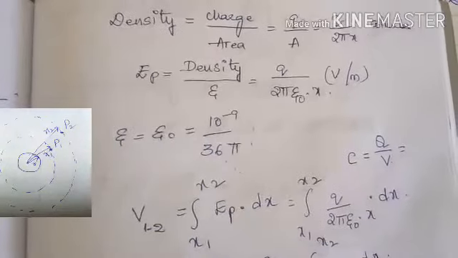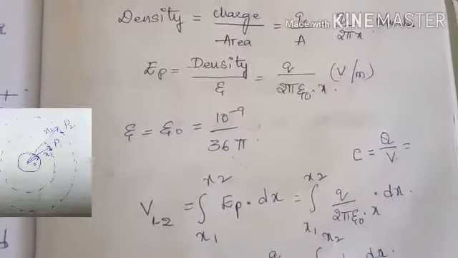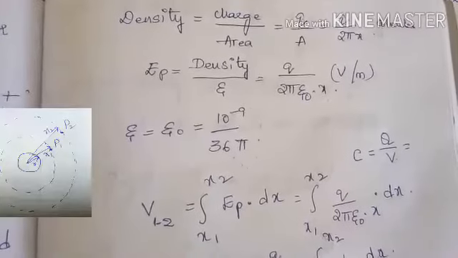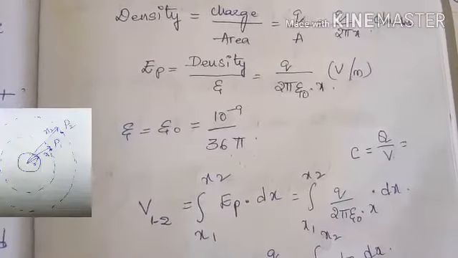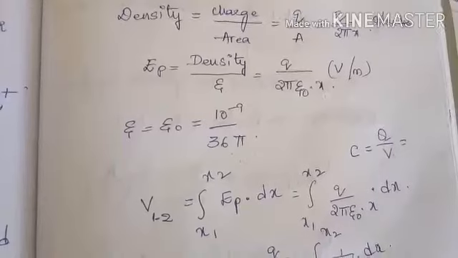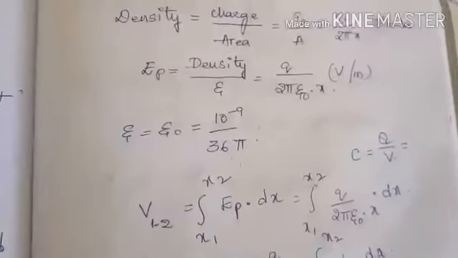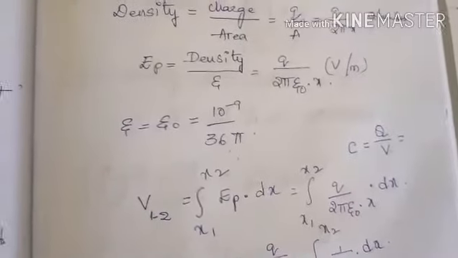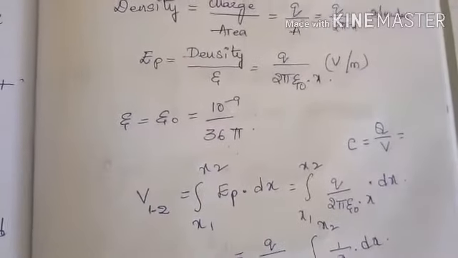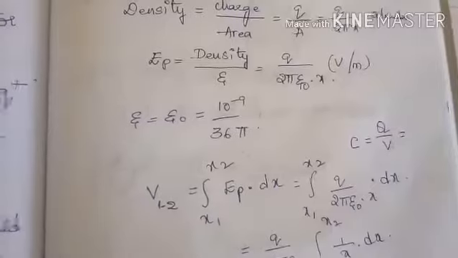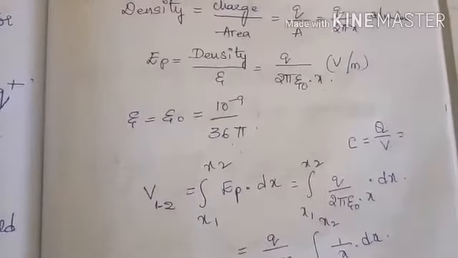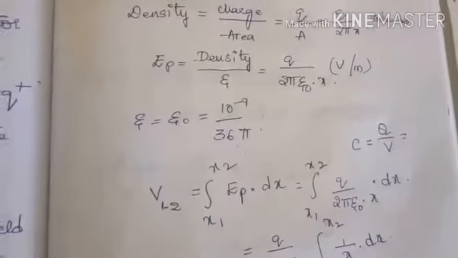Then coming to the electric field intensity. Intensity is equal to density by permittivity. Here we are taking the conductor in free space, so epsilon equals epsilon naught into epsilon r. For free space epsilon r equals 1, thereby we get epsilon equals epsilon naught here. Substitute this value in this equation, E equals q by 2 pi epsilon into x. Units are volts per meter.